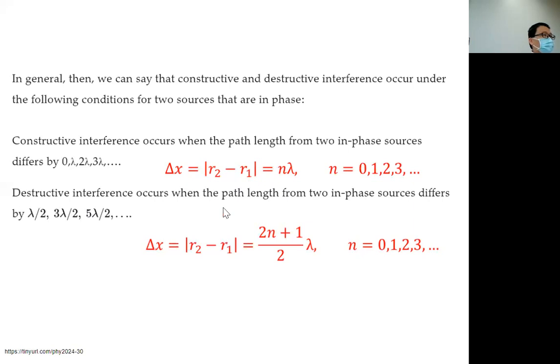Okay, so those are the conditions for two identical waves coming out of two identical sources. The sources are in phase in that case. And if the sources are out of phase, that means the sources differ by pi originally, then you have the conditions flipped for constructive interference and destructive interference.